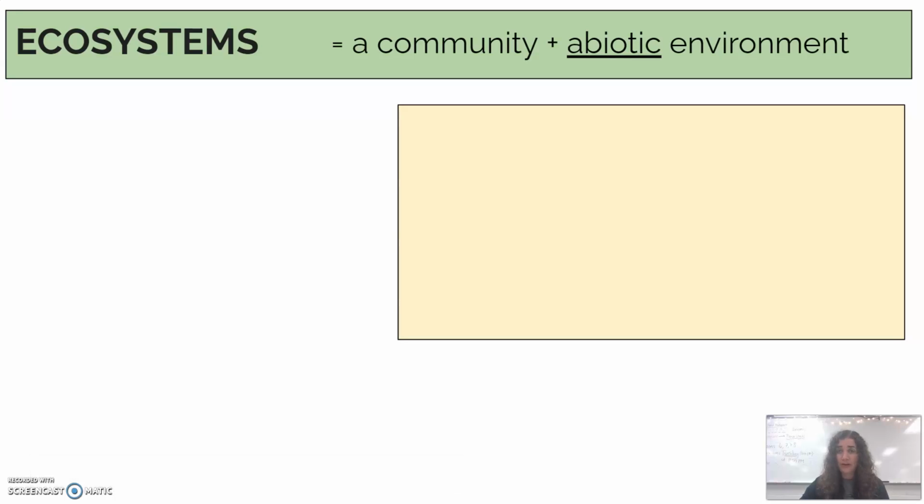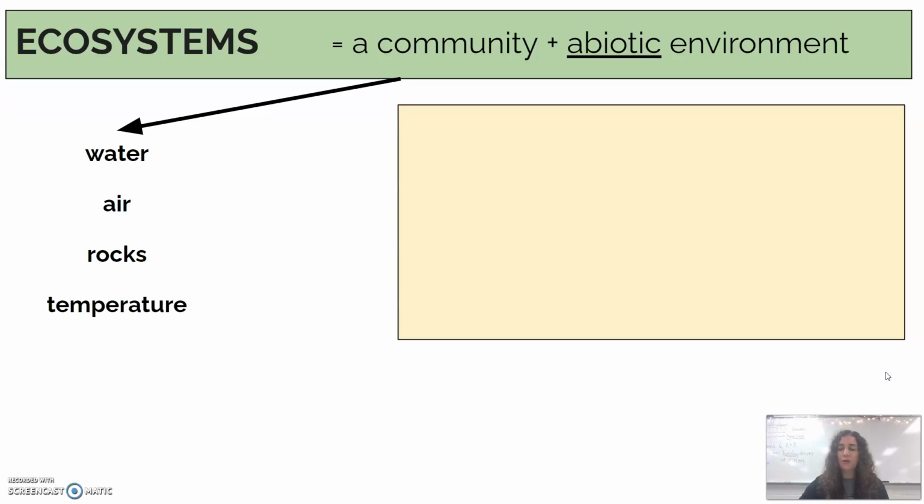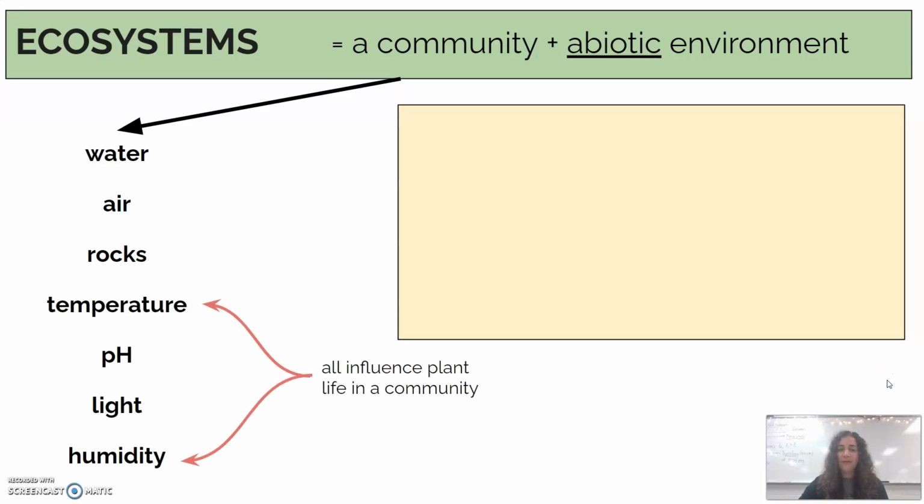Ecosystems are a community, but they also include the abiotic environment. That abiotic environment is going to include water and air, rocks and temperature, pH, light, and humidity. And those last four in particular, but especially temperature and humidity, are going to influence plant life in a community.